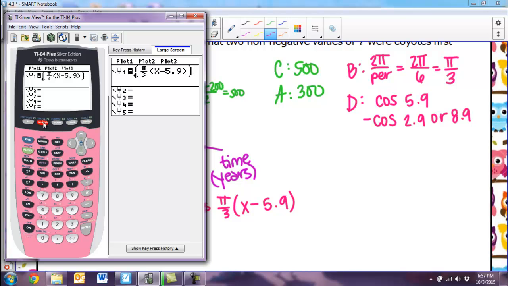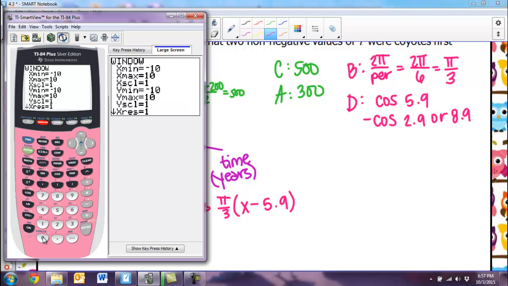For my window, I'm going to make my x min 0, because I don't care about time being less than 0. My x max we said was 8.9 years. But if 6 years is a cycle, if I take 2.9, which was my starting point, plus that 6-year cycle and maybe put in 2 or 3 cycles, that would get me my starting point plus a couple of periods in there. And then you can make your scale be whatever you want.